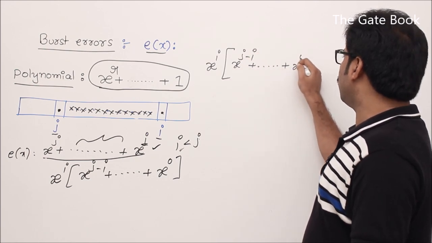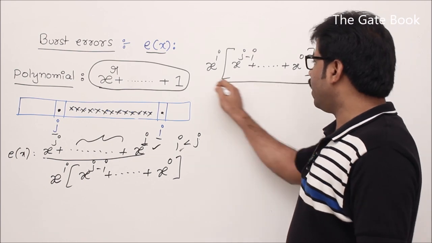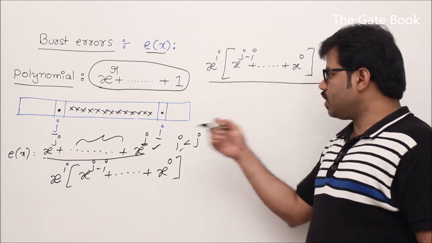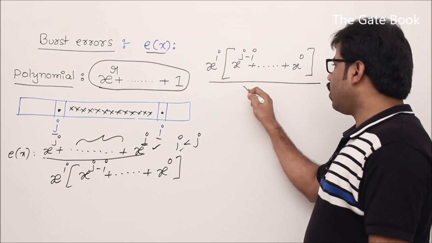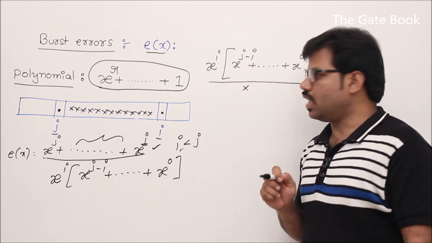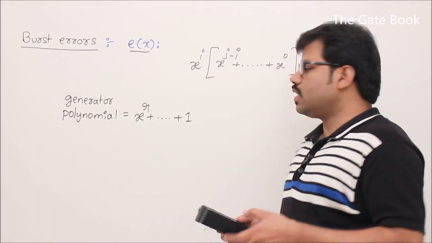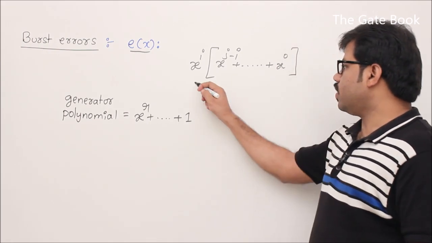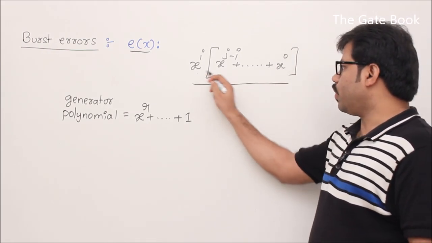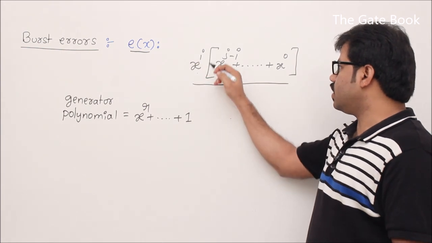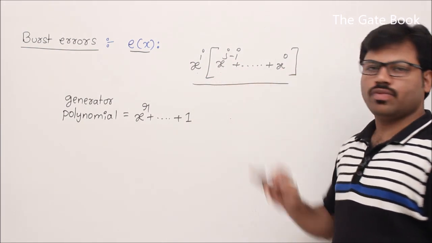Now we have to analyze which generator or which polynomial is not going to divide this one. We will see that one by one. Now we'll see the analysis part. So this is your burst error, right? Now there are two components. One is x power i, the second one is x power j minus i plus so on, x power 0, right?